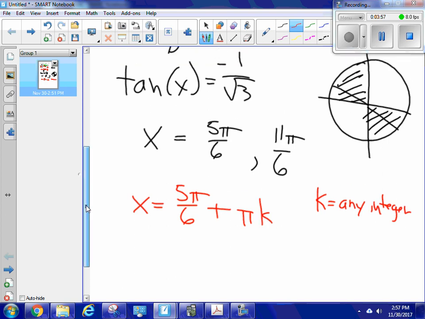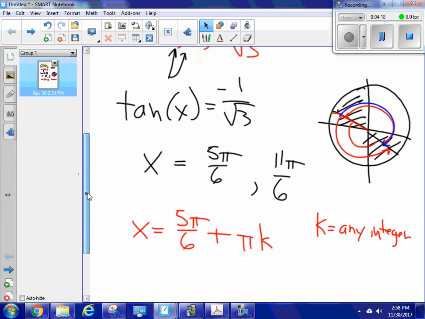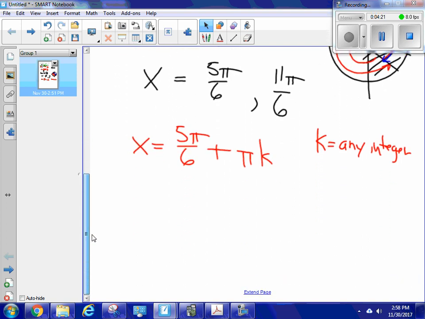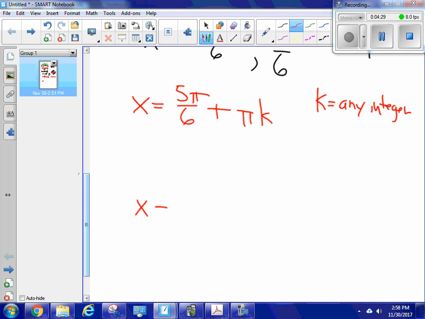Because if I find one answer right here, I can go around the circle pi, and I know it's going to be the same answer. I can go around another pi, and it's going to be the same answer. I could have started there and gone backwards pi. So as long as I multiply pi by any integer, I'm going to land on a spot where the tangent equals negative 1 over radical 3. So I'm writing it like that. And then I'm going to write the other answer in the same way. I'm going to write x is equal to 11 pi over 6 plus pi k.